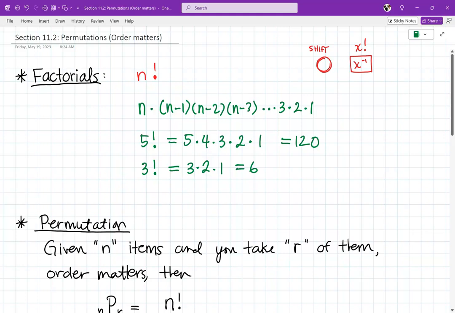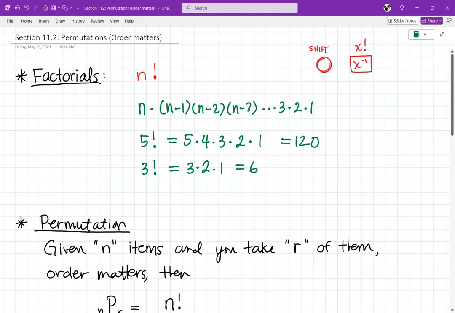Grab a calculator because you're going to want to know how to use these functions. Okay. So this is the shortcut so you can do this without actually multiplying. Grab a calculator. That's just the intro of factorials. But yeah, you're going to want to use a calculator. Make sure that you're used to that function.